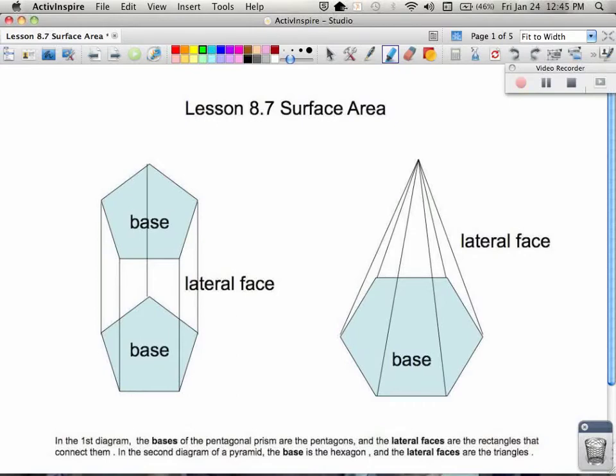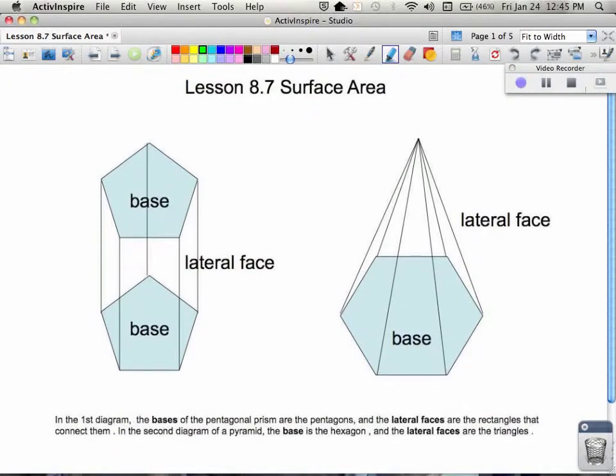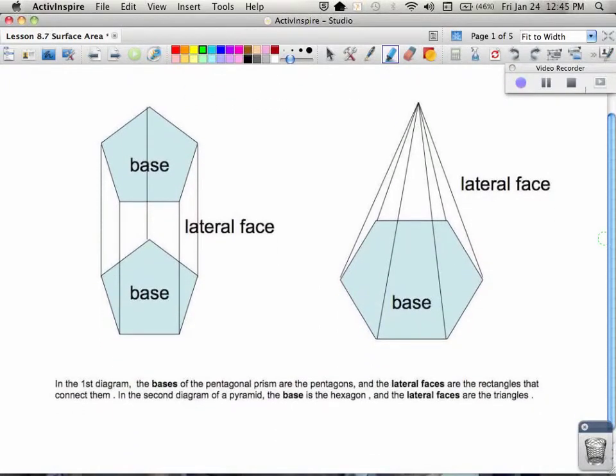In our last lesson, 8.7 for Chapter 8, we're going to be talking about surface area. So some vocabulary will be kind of important to begin with. We see two different figures here. In the first diagram, we see a prism.